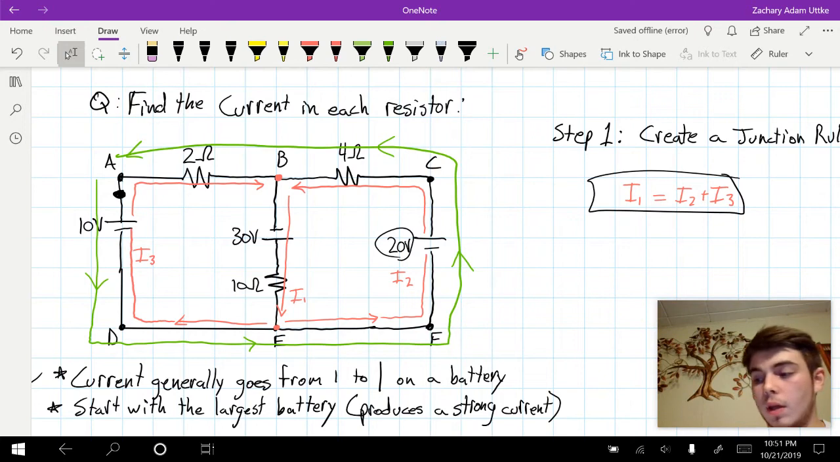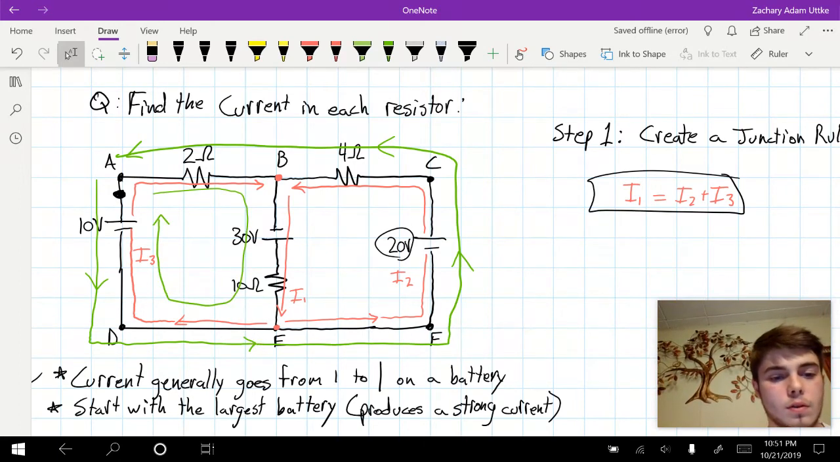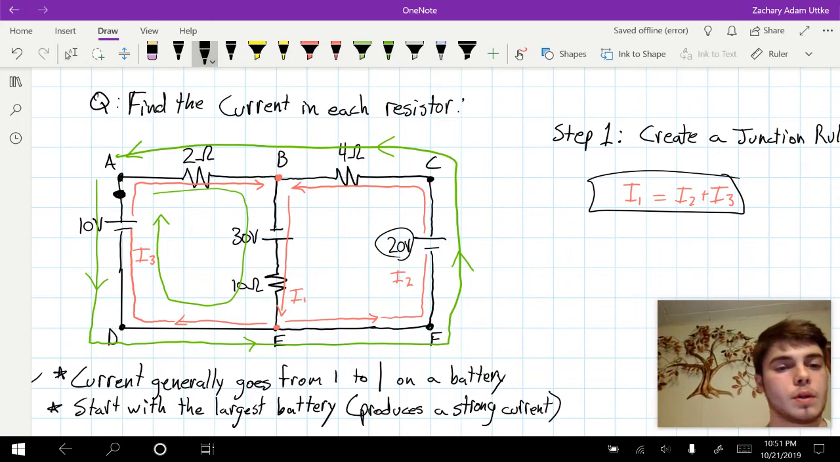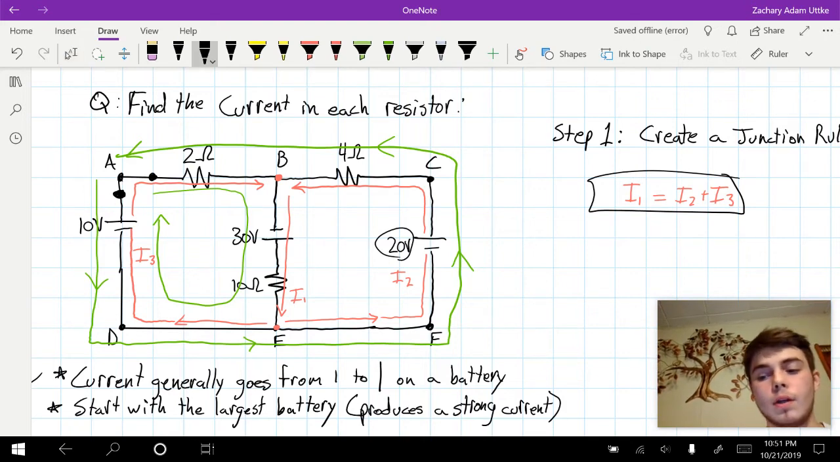So A, B, E, D. Now this loop is going to be directed like this. Okay, so let's pick another arbitrary spot, just right there. Starting at this point, moving in the direction of the loop, we hit this 2 ohm resistor. The current is going to the right, the loop is going to the right, so we're going through the resistor the correct way, and that's going to be a voltage loss.